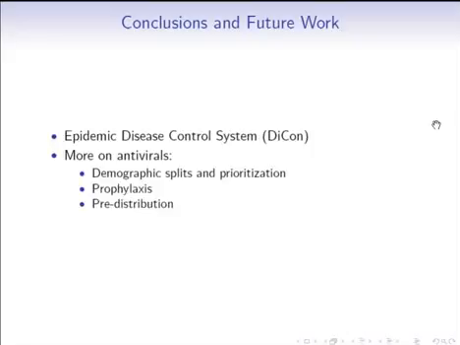In particular, we're considering demographic splits of the population and prioritization. For example, should we reserve some of the stockpile for pregnant women who might be at greater risk from the flu than other population groups? We're also studying prophylaxis. Should we use antivirals for that? And also, should we somehow pre-distribute antivirals to people in their homes so that they can immediately take them when they get the flu?